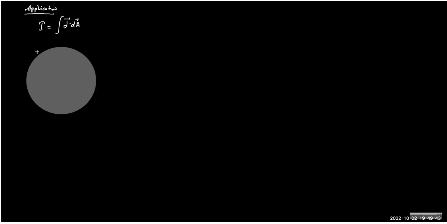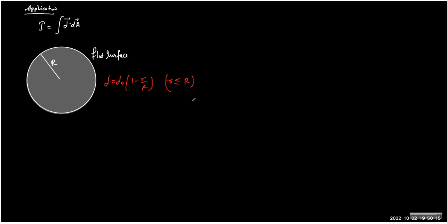So I equals the integral of J dot dA. For a flat surface, if I give you J equals J naught times (1 minus r by R), and this is of course only true when r is less than or equal to R, can you find the total current through the entire cross section?